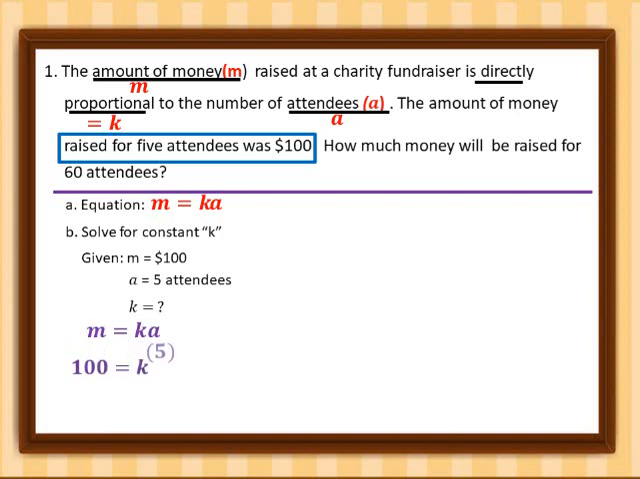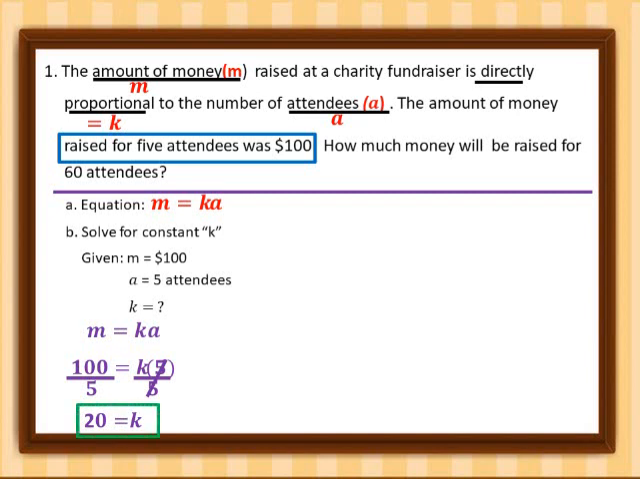Since we are solving for K, we are going to divide everything by 5. 100 over 5, that is 20. We cancel the 5, so that would leave us K. So our K here, or the constant of variation for number 1, is 20.